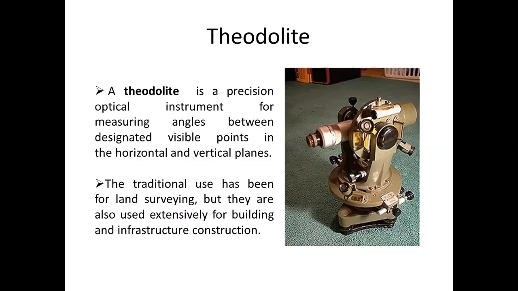So we can start with the first instrument, theodolite. So first of all, what is theodolite? The use of theodolite, right? First of all, we learn about the compass, right? There are two types of compass: prismatic compass and surveyor compass.